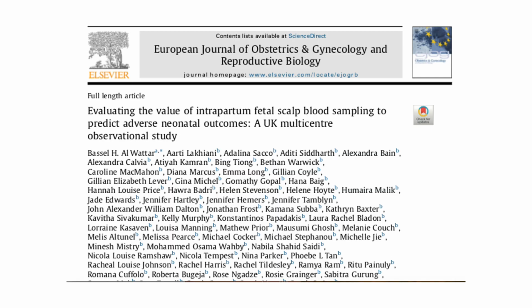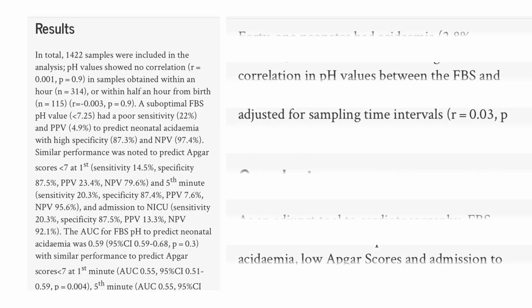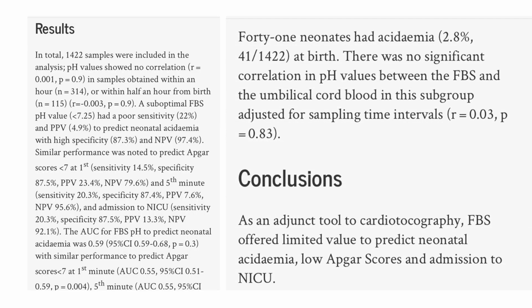section. Now, this study, we should all be very proud of our trainees. This is the only and the largest multi-center trial, from 44 maternity units in the UK. And you can see that the trainees have concluded that as an adjunct tool to CTG, FBS offered limited value to predict neonatal acidemia, low APGAR scores, and admission to neonatal units. In other words, it is useless from a baby's point of view.